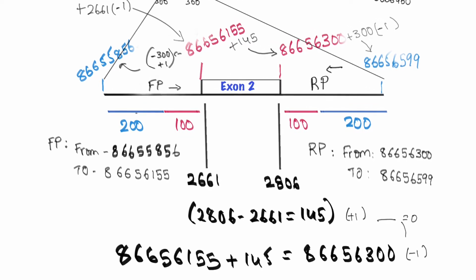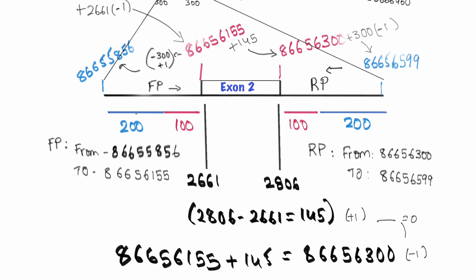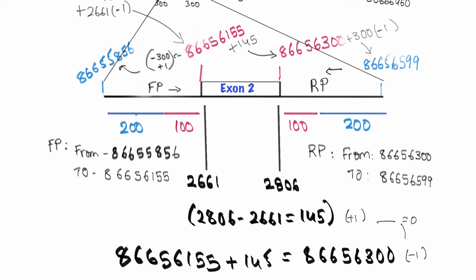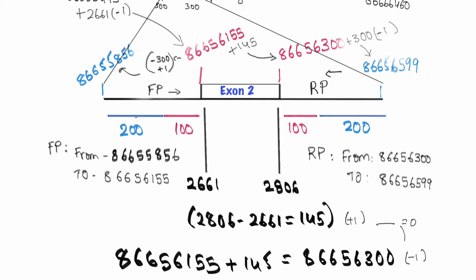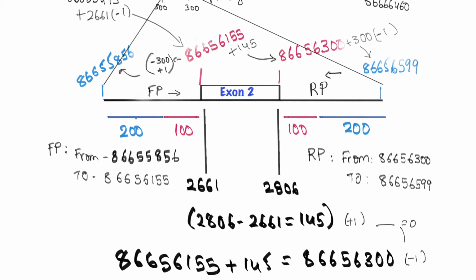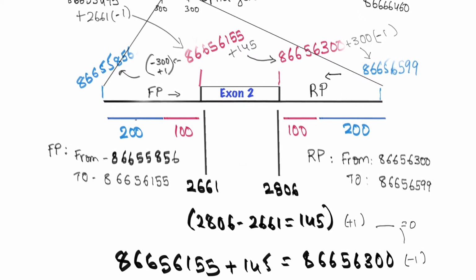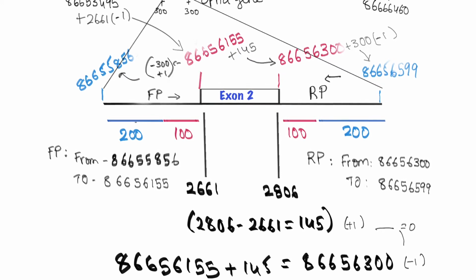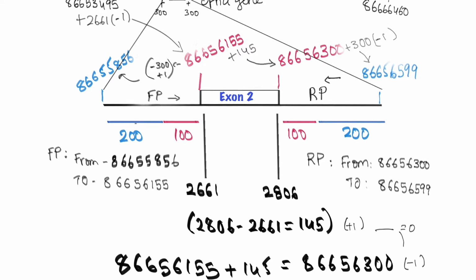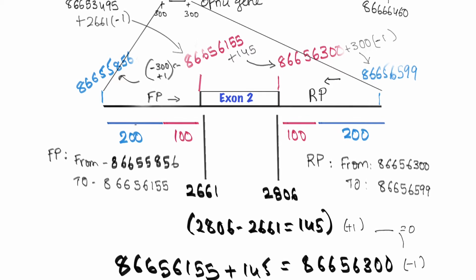So to amplify all our exon 2 sequence, our primers should not lie in these regions or at the beginning of these regions, but there should be at least 100 to 300 bases apart from either region, to obtain the complete sequence of exon 2.